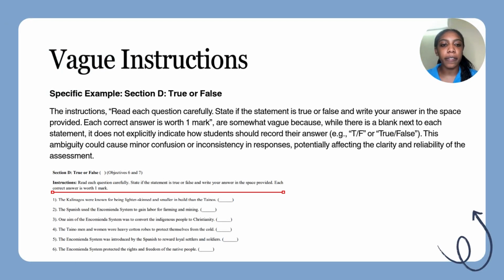Now moving on to the vague instruction section of section D. The instruction reads, read each question carefully. State if the statement is true or false and write your answer in the space provided. Each correct answer is worth 1 mark.